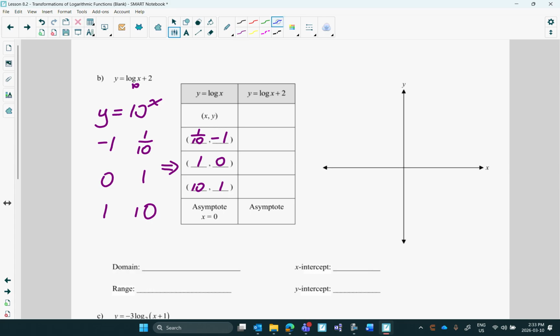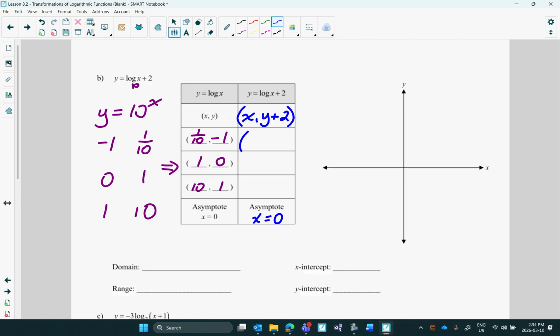Well, this is pretty straightforward. Just the y's are moving up 2. The x's aren't moving at all, which means the asymptote's not moving at all. Remember, in exponential functions, the asymptote only moves if there's a vertical shift. In logarithmic functions, the asymptote only moves if there's a horizontal shift.